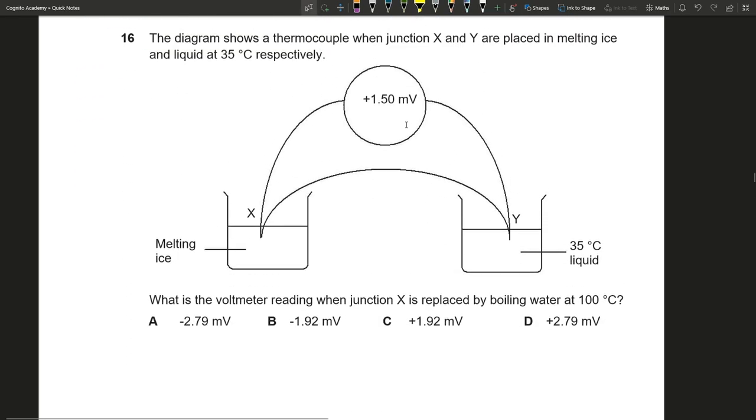The diagram shows a thermocouple when junction X and Y are placed in melting ice and liquid at 35 degrees Celsius respectively. Melting ice is just 0 degrees Celsius. That's all they want to say from that. What is the voltmeter reading when junction X is replaced? Junction X is here, replaced by boiling water at 100 degrees Celsius. So they want to change this to boiling water. And we are asked what the voltmeter reading would be.